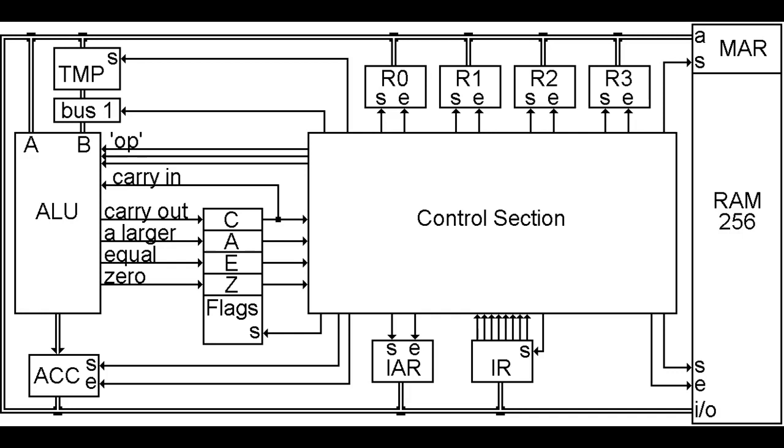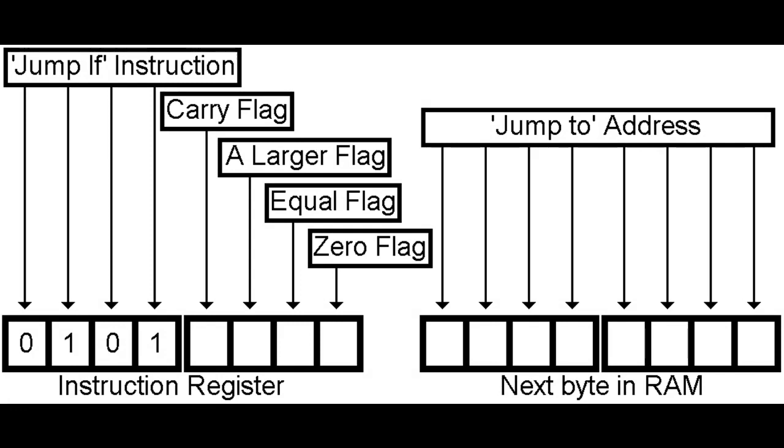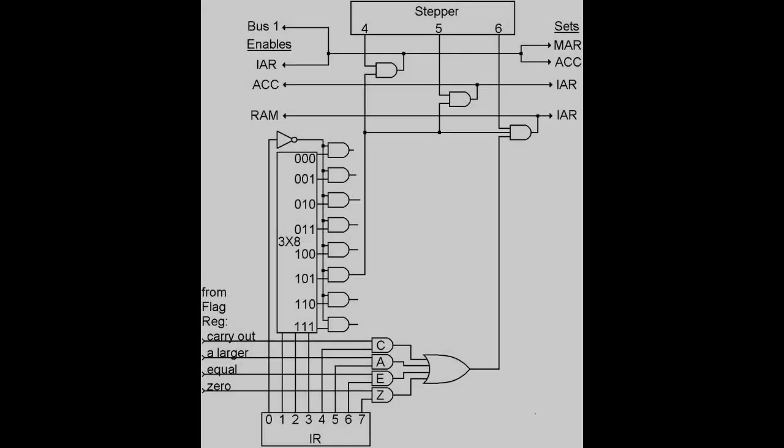So there's actually a family of conditional jump instructions. The first 4 bits are always 0101. In the next 4 bits, you specify for which of the different ALU flags you want the jump to happen. So, for example, if you wanted to jump if either the carry flag or the A larger or 0 flag was on, you would set 1101. Then in the next byte, just like in the last instruction, you specify the address that you want to jump to.